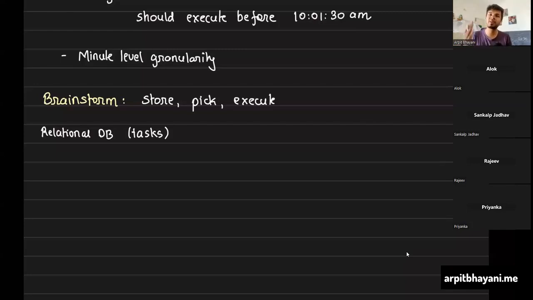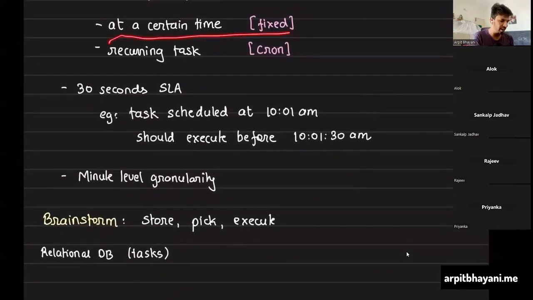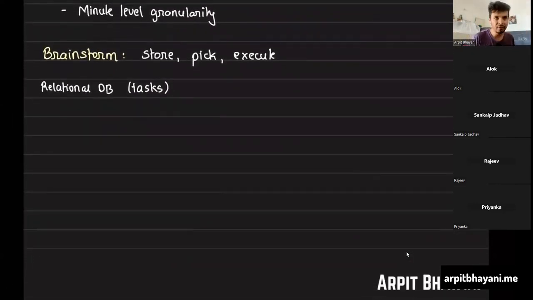So we'll brainstorm on phases, and these are also hints: store, pick, and execute. What we'll worry about in this phase is just executing tasks at a fixed time, one-time execution of a task. We'll not think about recurring at all. We'll build a very good system around one-time execution, and then we will see how easy it is to extend it to become a recurring system. Right? Okay, so let's kick off our brainstorming.